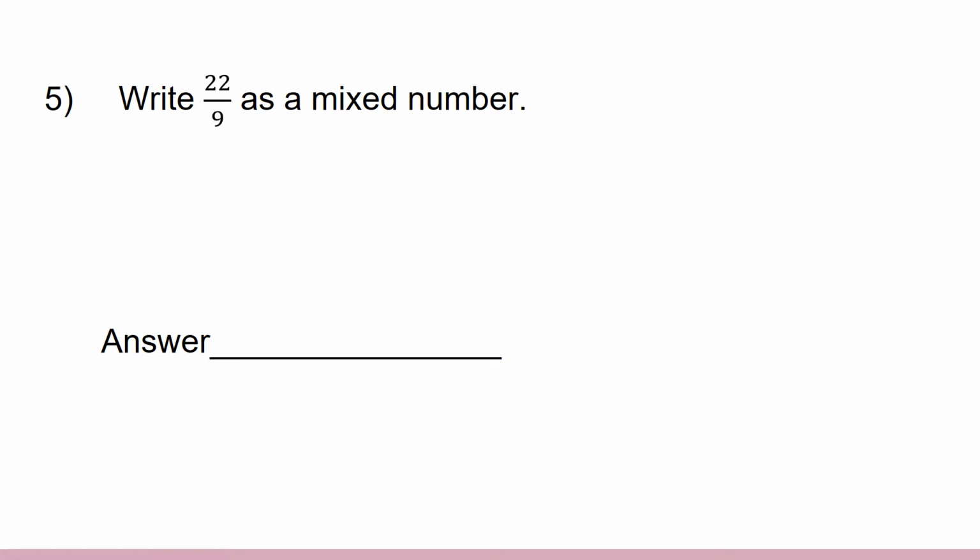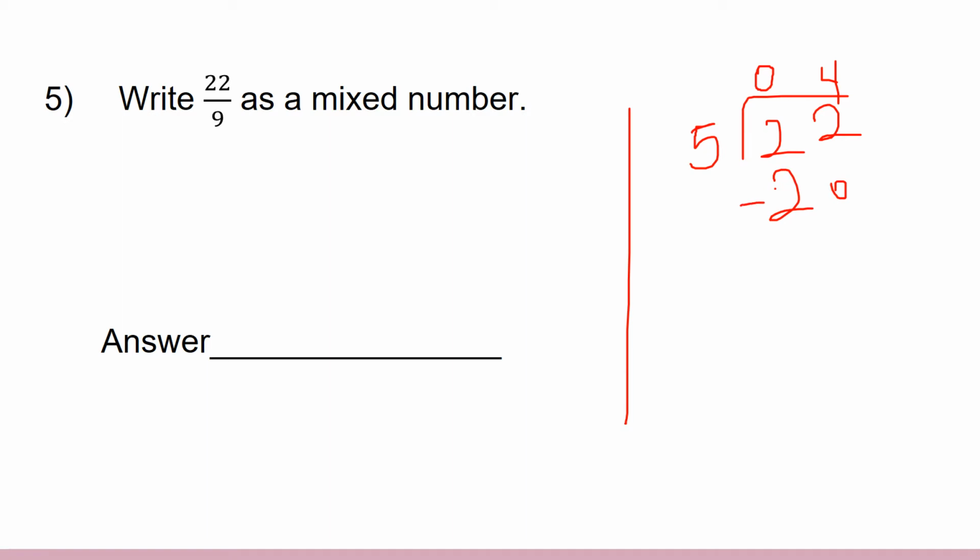Write 22 over 5 as a mixed number. 22 over 5 is an improper fraction, and they would like us to write this improper fraction as a mixed number. In order to do this, we must divide 5 into 22. 5 into 2 is 0. 5 into 22 is 4. 5 fours are 20. We subtract. 2 take away 0 is 2. 2 take away 2 is 0.